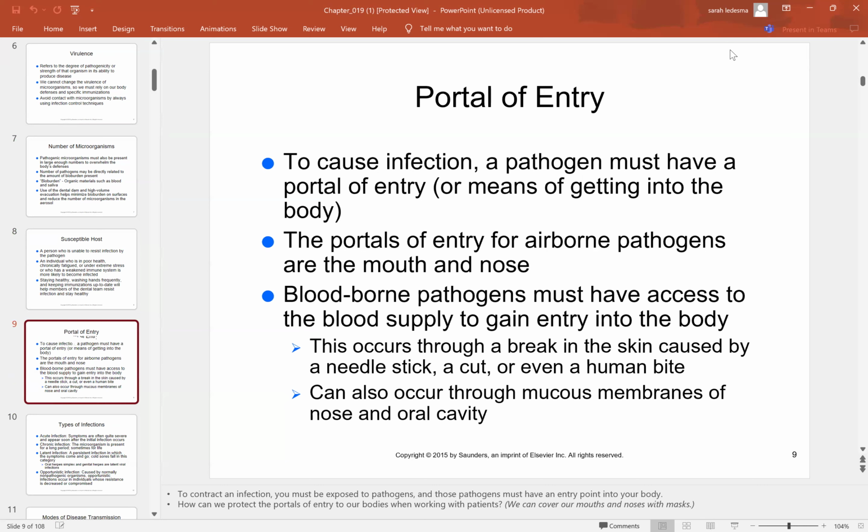A portal of entry must be present to cause infection. A pathogen must have a portal of entry or a means of getting into the body. The portals of entry for airborne pathogens are the mouth and nose. Bloodborne pathogens must have access to the blood supply to gain entry into the body. So this could happen through a break in the skin, like a needle stick, cut, or even a human bite.